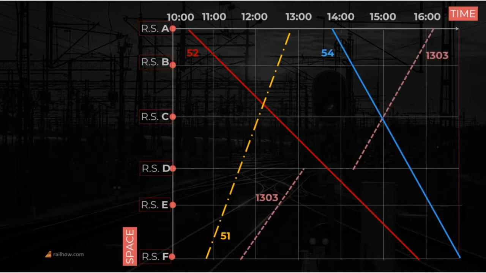Train number 1303 is a freight train that departs at 11:45 in the morning and arrives at the final destination at 16:15. It stops at railway station D for more than 1 hour. Finally, train number 55 is a passenger train that departs at 12:30 and arrives at the final destination at 3 o'clock in the afternoon. It stops at railway station D for about 20 minutes. Next, we will discuss in more detail the circulation of each one of the trains.